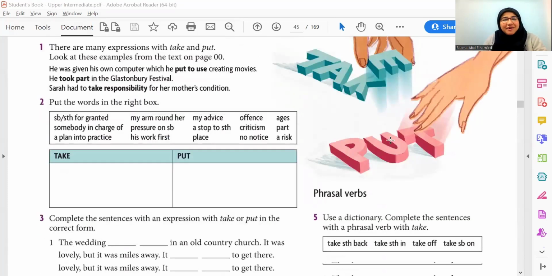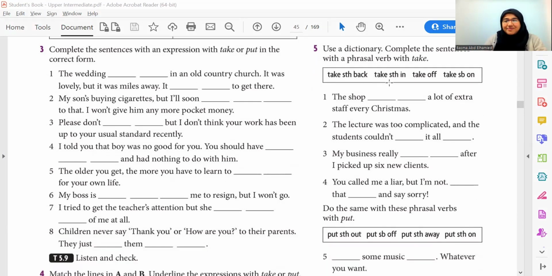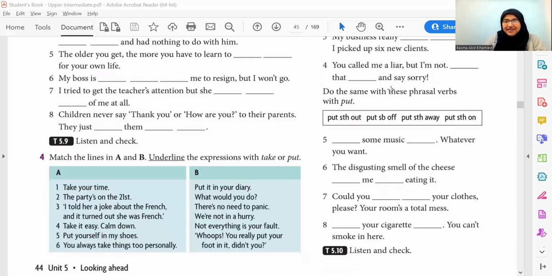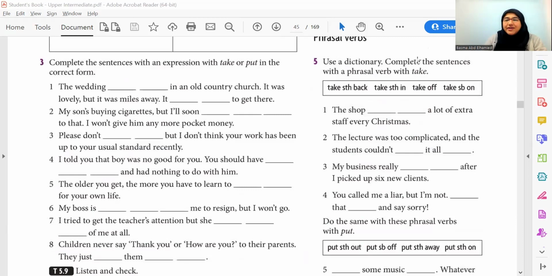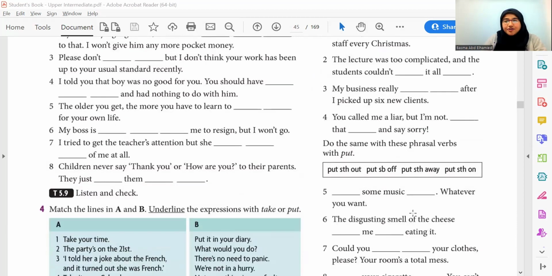So the nice thing about these words is that they could actually increase your vocabulary and they are quite easy because you already know the meaning of the words. They are not difficult to remember. So we have here these 8 sentences and we need to complete them with the phrasal verbs with take and the phrasal verbs with put. So let's listen and try to complete them together.